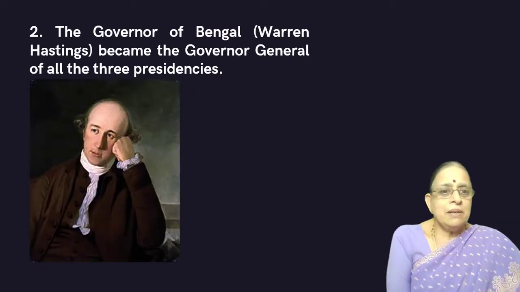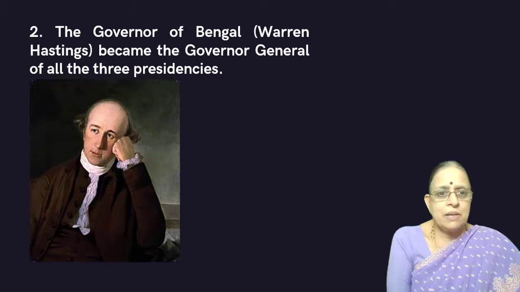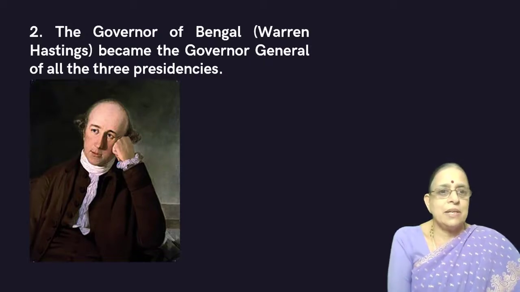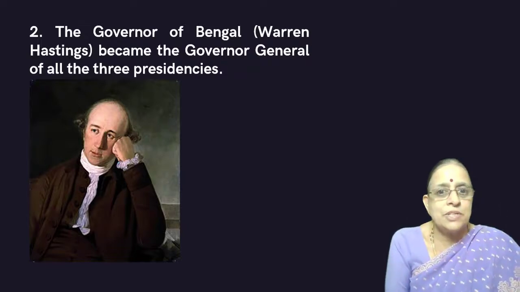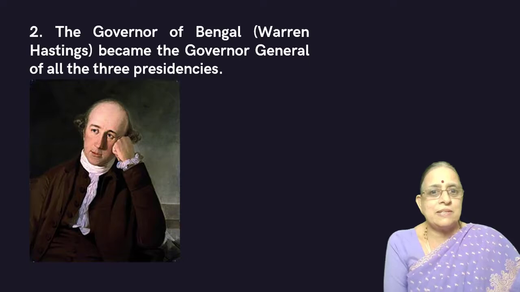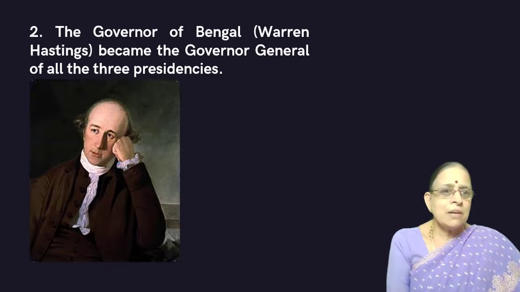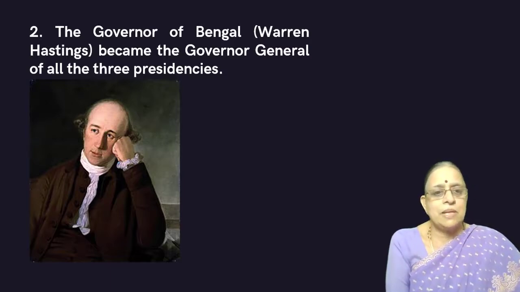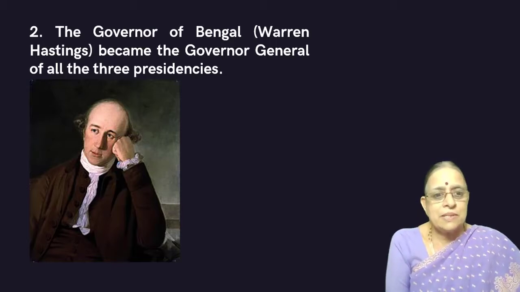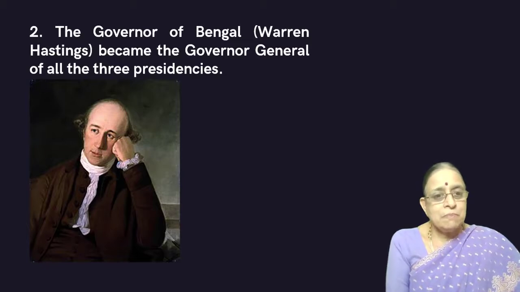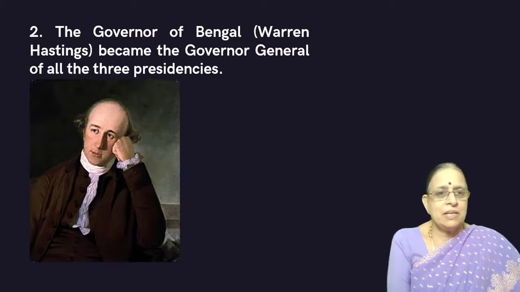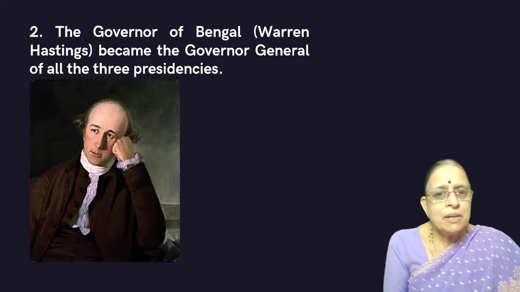The governor of Bengal, Warren Hastings, became the governor general. The name was changed from governor to governor general. Why do we call it governor general? Because the other two presidencies came under his administration. So he became governor general of all the three presidencies. We have learned that all the three presidencies were administered separately. Now all the three presidencies became one part of the administration, and Warren Hastings became the governor general.